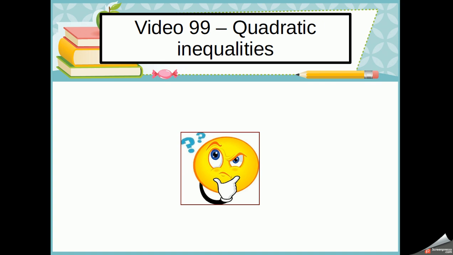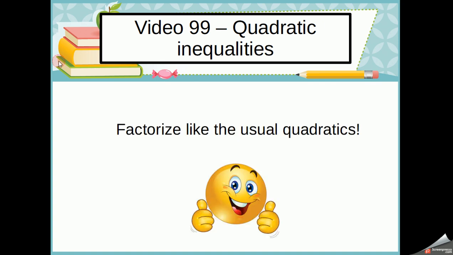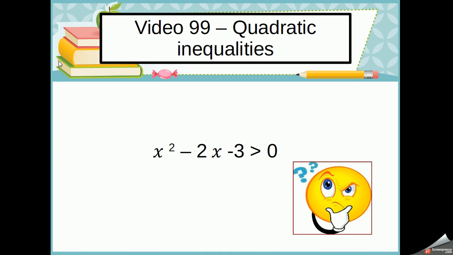Well, yes, but we only need to be able to do it with the higher tier. So anybody who's doing foundation here, don't worry, you can avoid quadratic inequalities. But with quadratic inequalities, the first thing we're going to do is factorize it just like the usual quadratics. So if I had, say, x squared minus 2x minus 3 is greater than 0, I'm going to factorize.